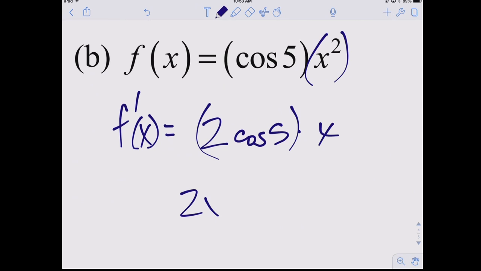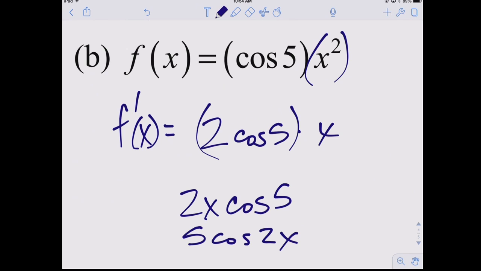Oh, yeah, you could do 2x cosine of 5. That's not bad. That kind of eliminates the need for parentheses. And we don't see that very often where we split up our constant multiples on either side of a variable, but it does have a nice, efficient feel to it. Yeah, I like that. Good job. Can we call it 5 cosine of 2x? No, it's not a shell game, right? You can't really do that.